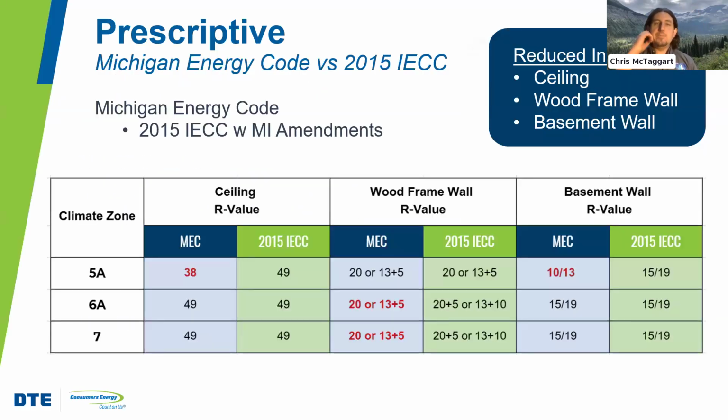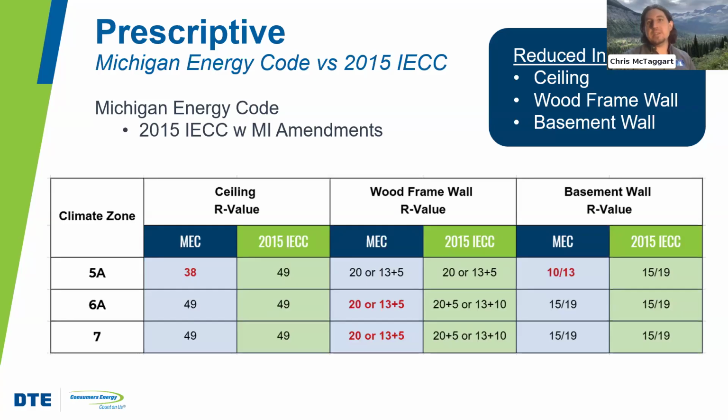So today in Michigan, we have an R38 in ceilings in climate zone 5 and R49 in the rest of the state. So if you're downstate, R38, if you're upstate, R49, basically, prescriptively. This is prescriptive code. Now, we don't have to follow prescriptive. We could follow the performance path, but this is just showing your prescriptive values.